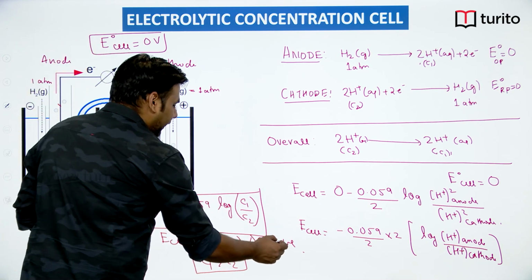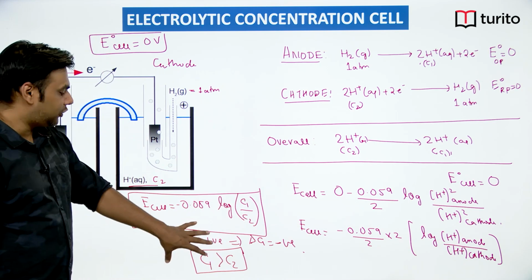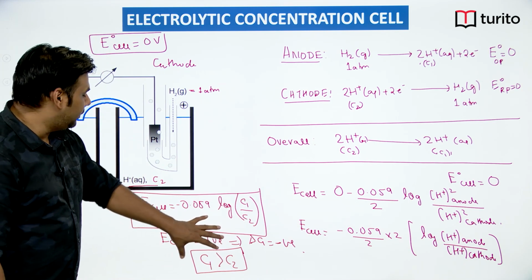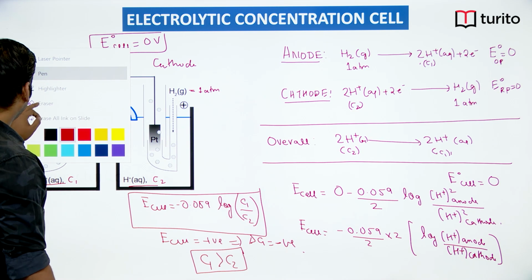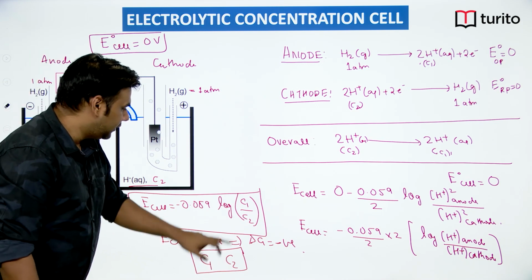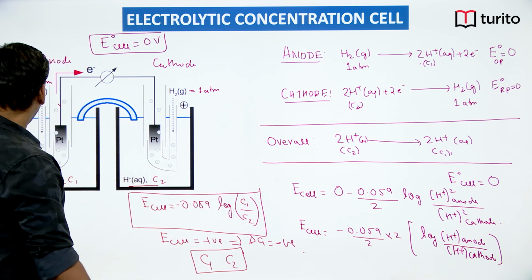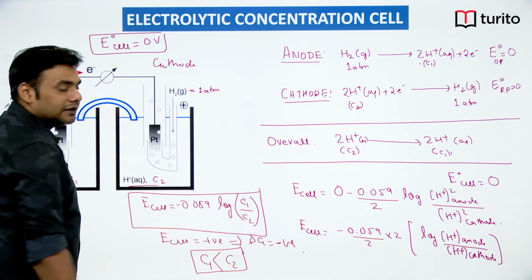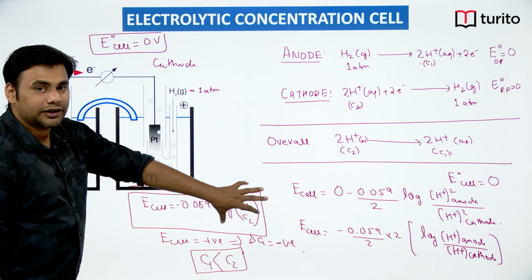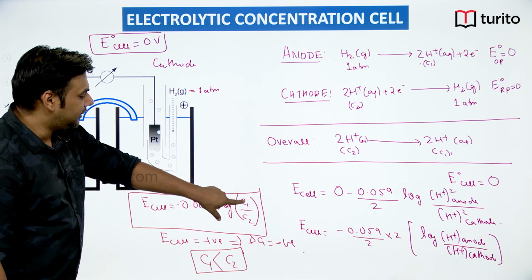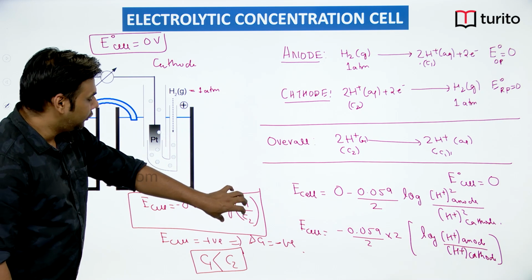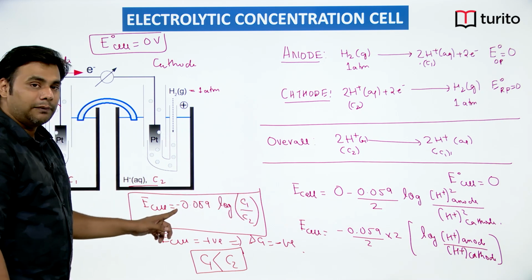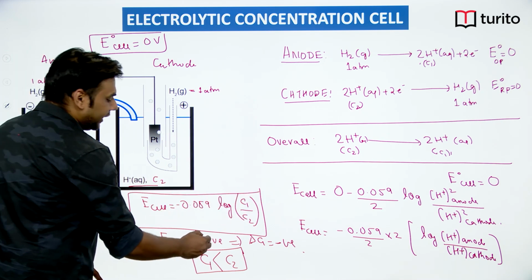Now for delta G to be negative, E cell has to be positive, right? So E cell will be positive only when this C1 is less than C2. When C1 is less than C2, this term is negative, so this one will be less than 1. So this will come out to be negative and this will get multiplied with a negative sign. So we will get E cell as positive.